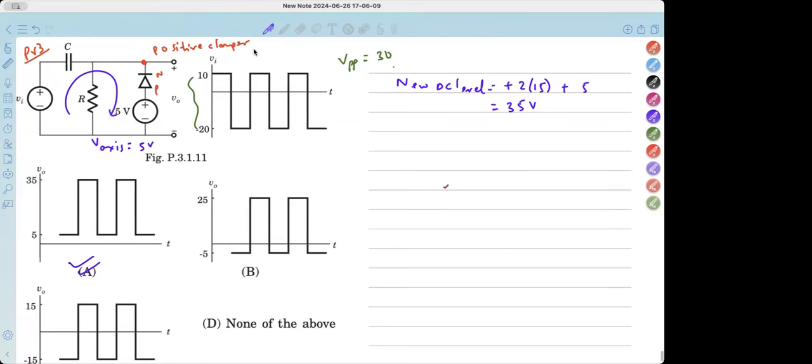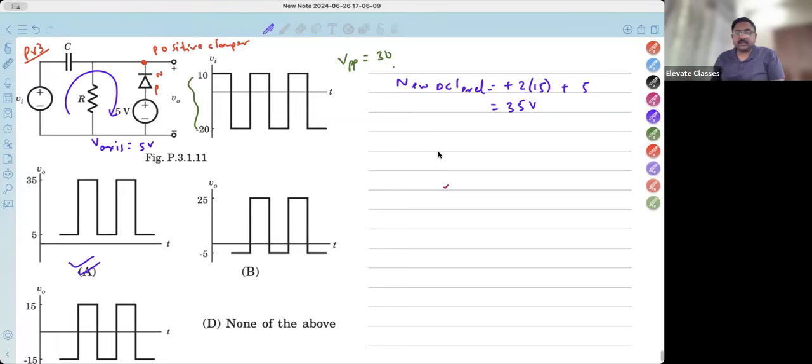Yes, sir. The actual formula, if you remember, I'd like to remind you, for the new DC level: the new DC level is plus or minus, plus for a positive clamper, minus for a negative clamper, 2 times VPP by 2. In our formula, we called it V input because we were considering a symmetric waveform. So that is one thing I'd like to tell you again: not the maximum voltage, we should always take VPP by 2. Whatever is our VPP by 2, that plus whatever is the axis that we get.